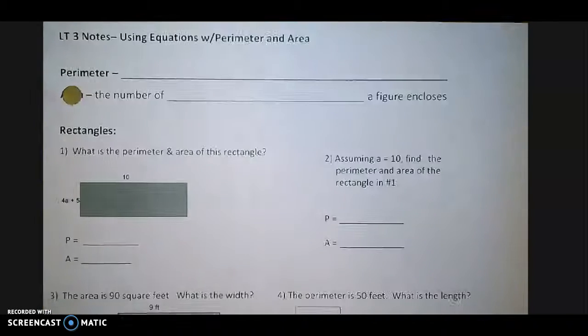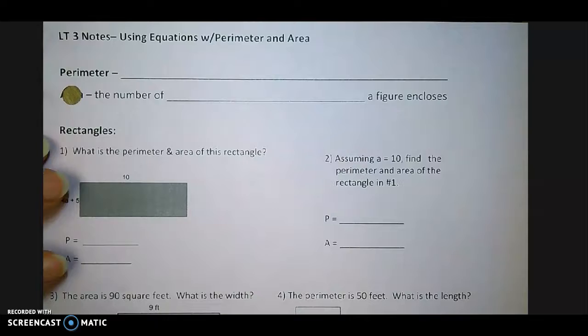All right, so in Learning Target 3, we are going to be given some variables in the lengths of our sides of our figures. And so we're going to have to set up some equations to figure out perimeter and area. And sometimes that will leave us with an expression as an answer, and sometimes we'll actually be able to solve an equation and get an answer for that letter and then possibly plug it back in to get the length of that side that we're looking at.